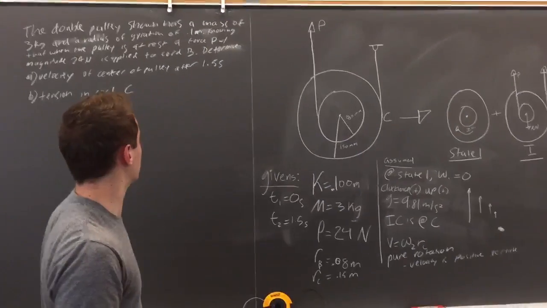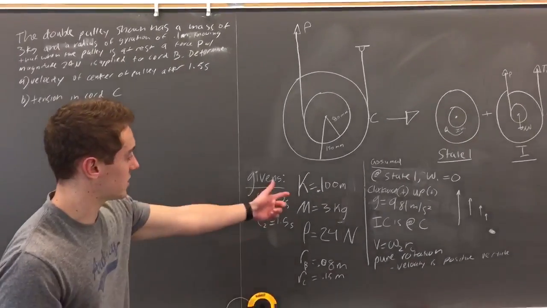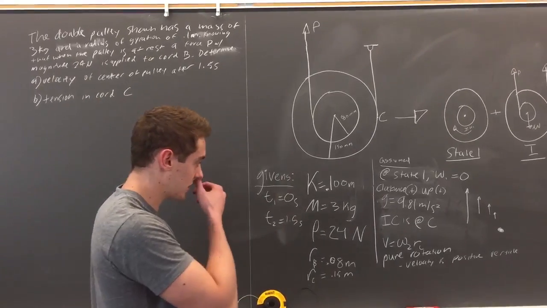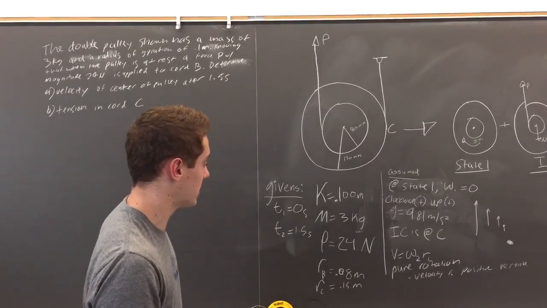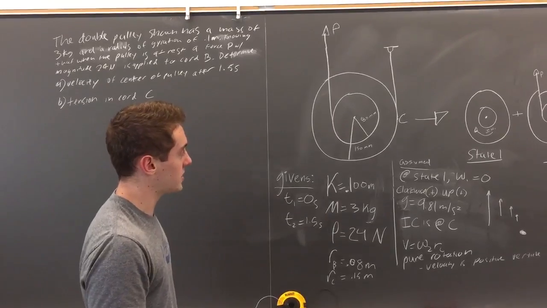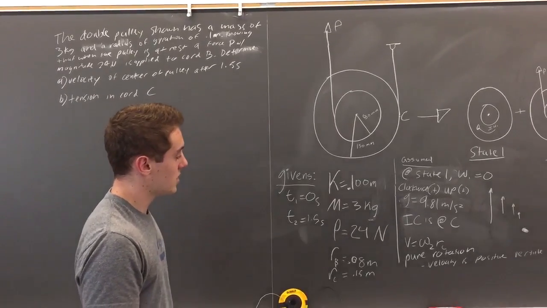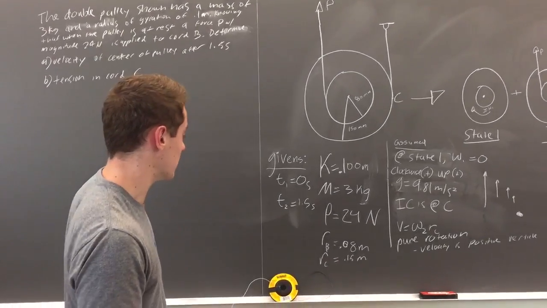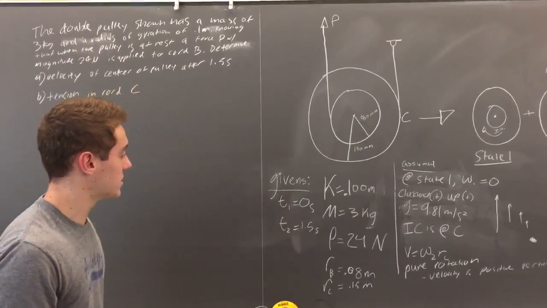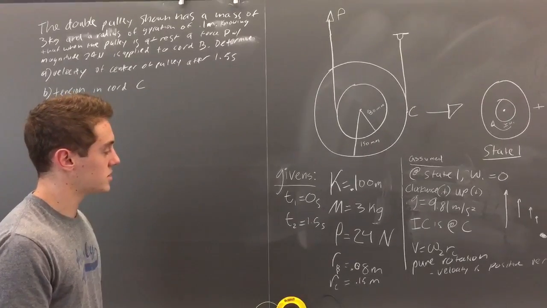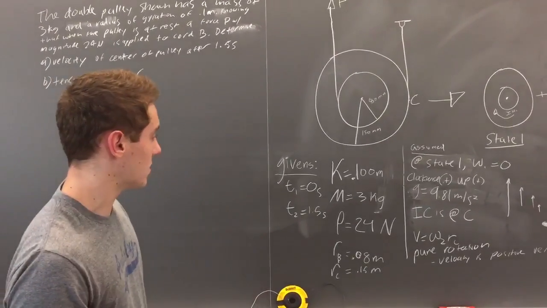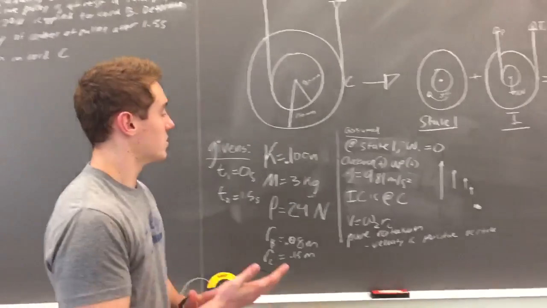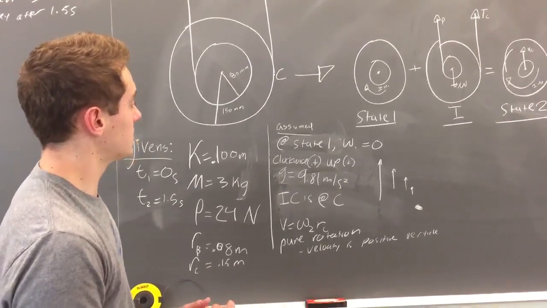So we were given a few things from this problem statement, such as the radius of gyration is equal to 0.1 meters, the mass is equal to 3 kilograms, the force applied to cord B is 24 newtons, the radius of B is 0.08 meters, and the radius of C is 0.15 meters. We were also able to determine that T1 is equal to 0 seconds and T2 is equal to 1.5 seconds. We were also able to assume a couple of things.